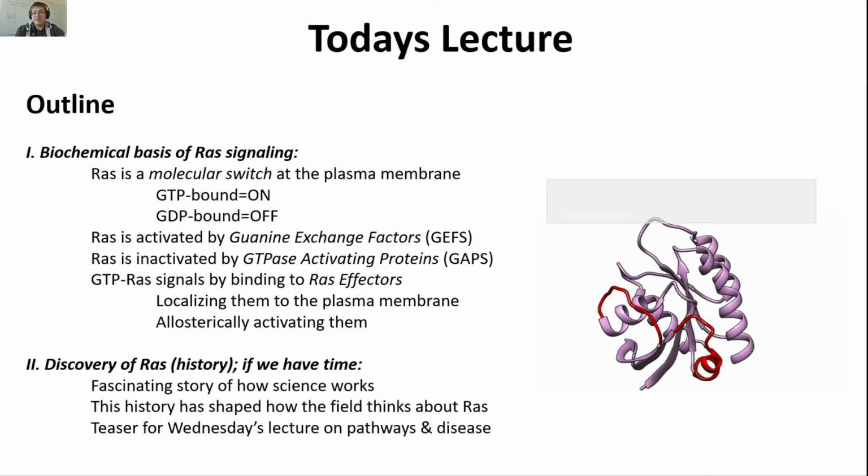I want you to know that RAS is activated by what are called guanine exchange factors, or GEFs. I want you to understand that RAS is inactivated by GTPase activating proteins, or GAPs. And finally, I want you to know that GTP-bound RAS signals by binding to different RAS effectors. This can elicit different signaling outcomes by localizing components to the plasma membrane, as well as allosterically activating them to change their activity.